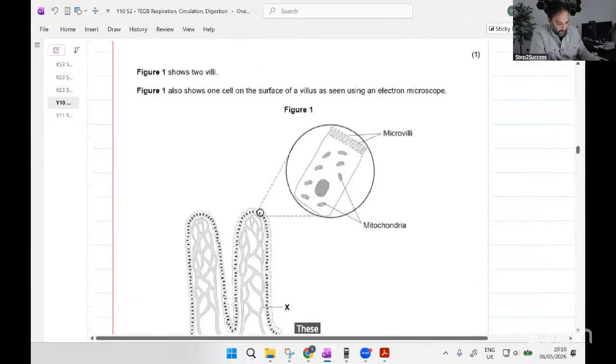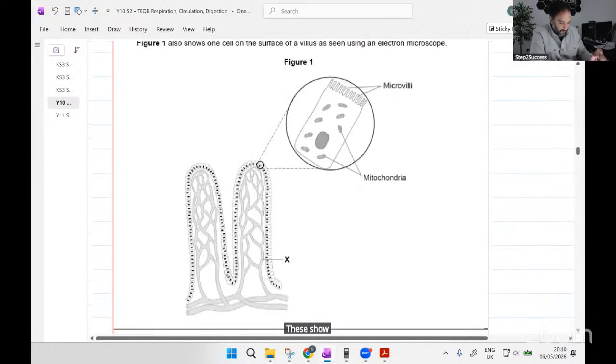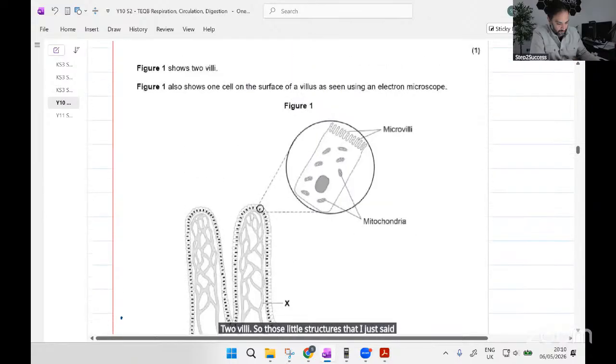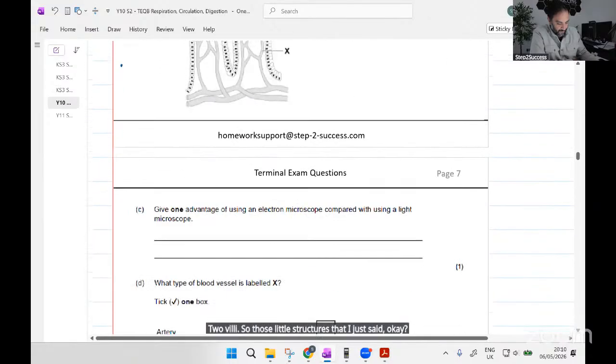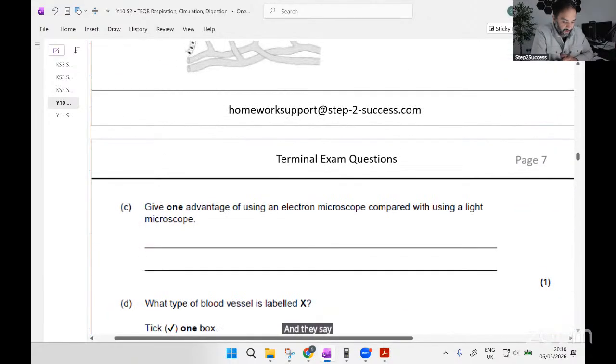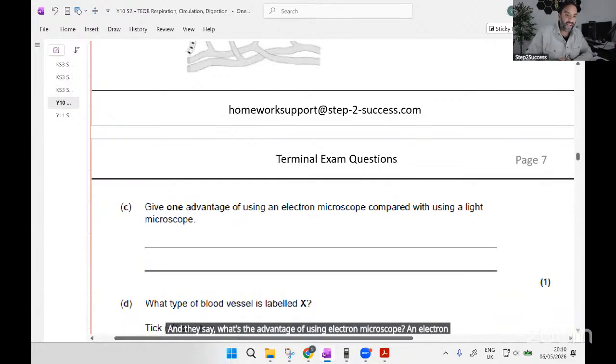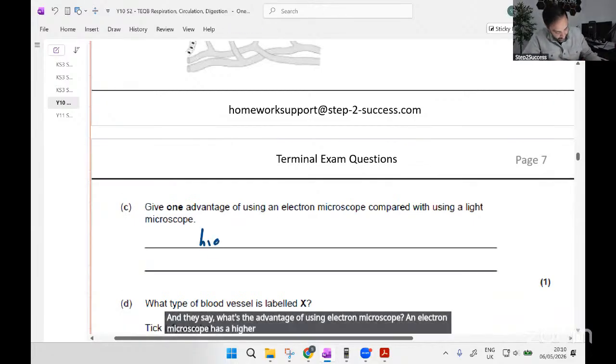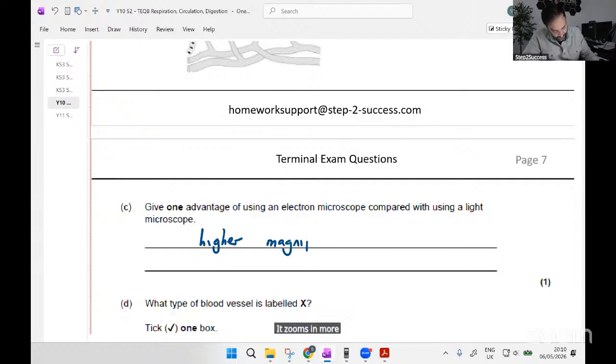These show two villi, so those little structures that I just said. Okay. And they say, what's the advantage of using an electron microscope? An electron microscope has a higher magnification than a light microscope. It zooms in more. It also has a higher resolution, but it's only a 1 mark question.